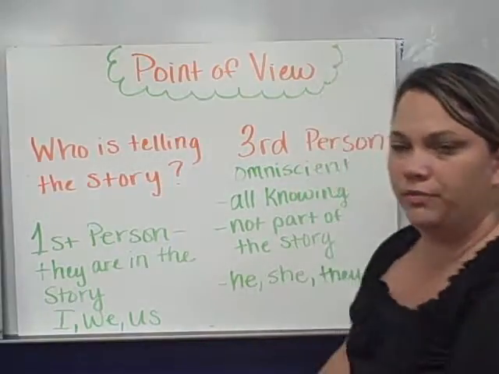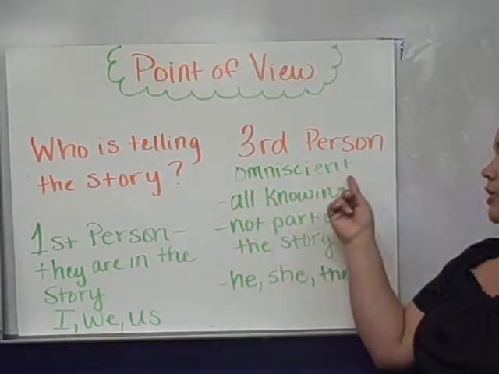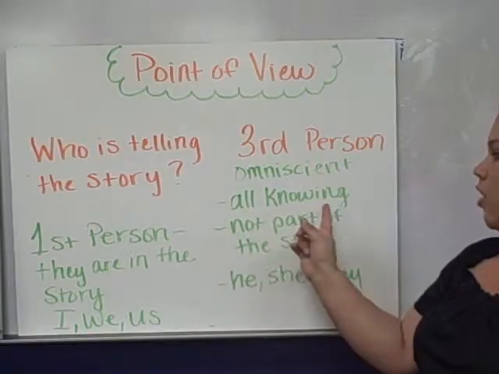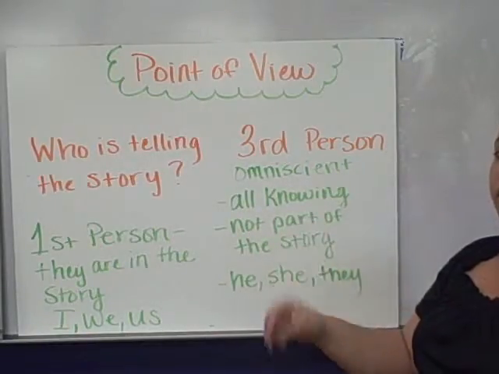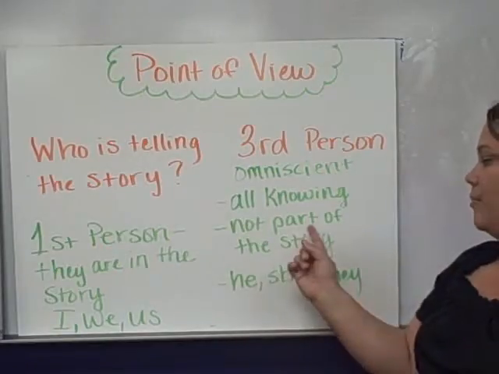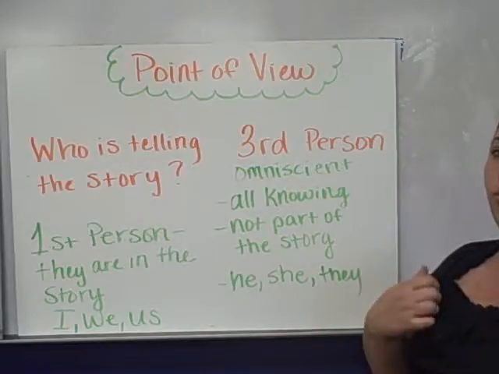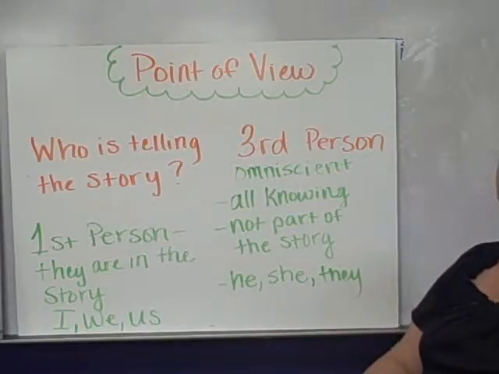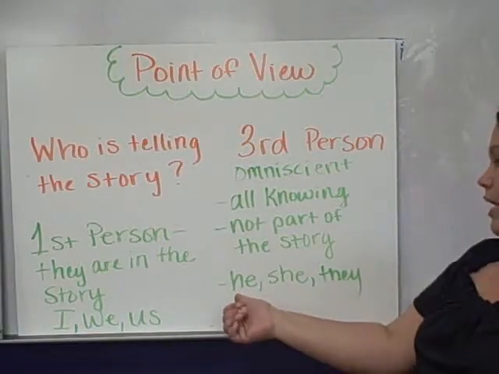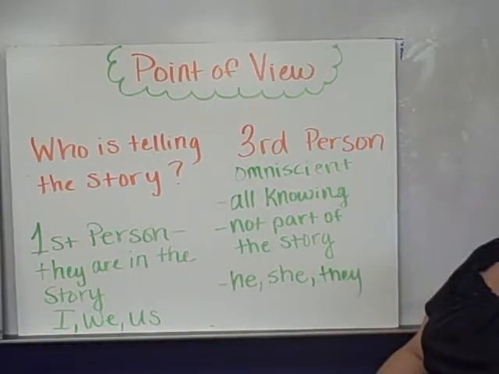The second point of view we'll talk about is third person, which can also be called omniscient. Omniscient means all-knowing. If a story is being told in third person omniscient, the person telling the story is not part of the story. They are on the outside looking in. They're retelling a story that they had nothing to do with. You'll hear a lot of he, she, and they if the story is third person omniscient.